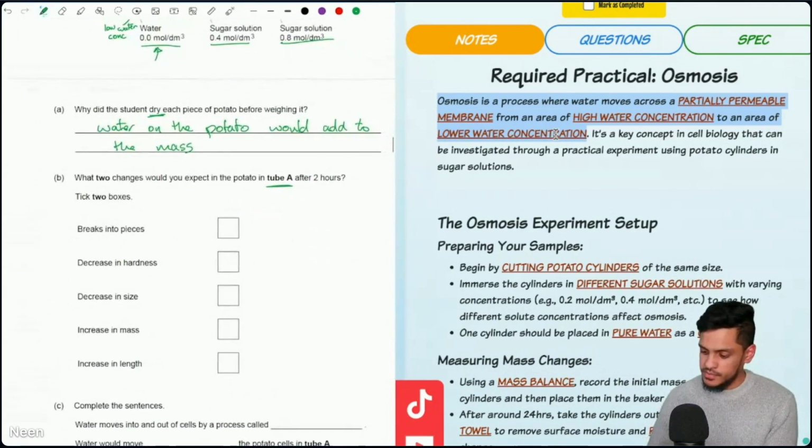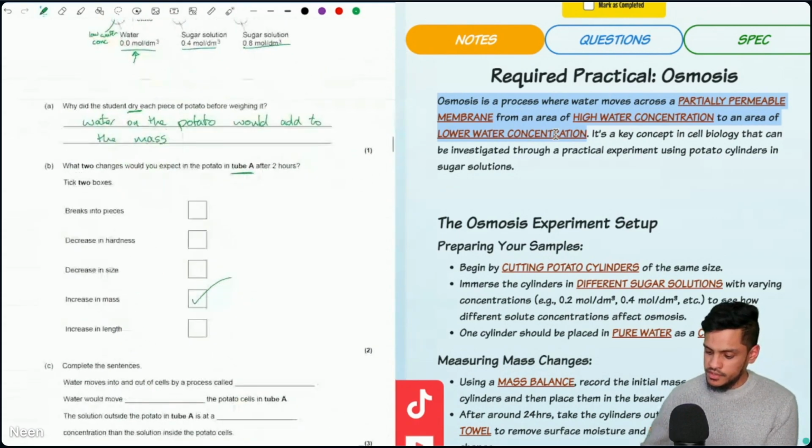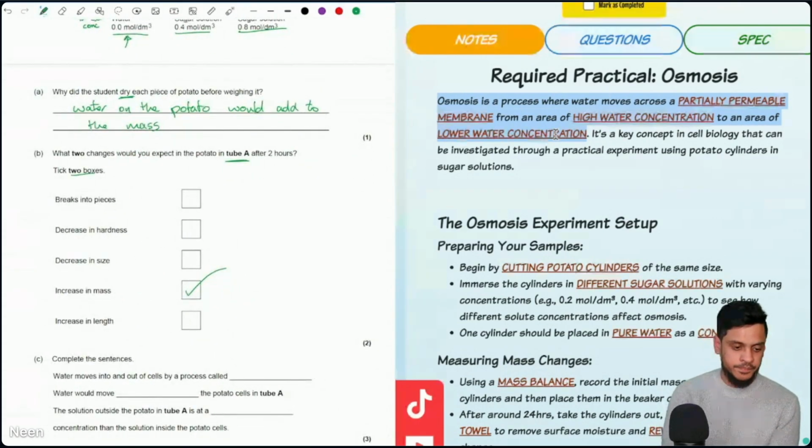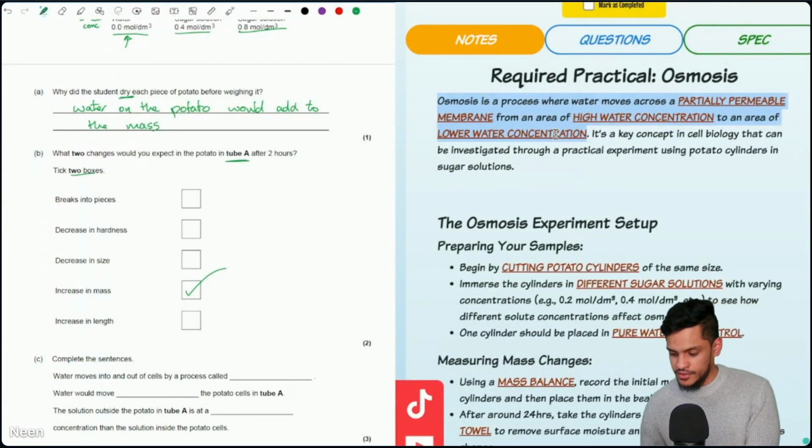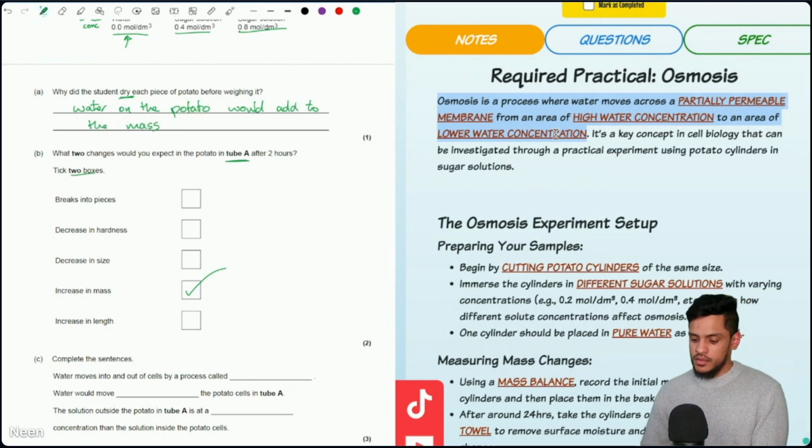So what would you expect to happen after 2 hours? You'd expect it to increase in mass because the water is coming into the potato. That's one of the answers, though. It says tick 2 boxes. What's the other one? So loads of people would have missed that out. They would have just ticked one box there.